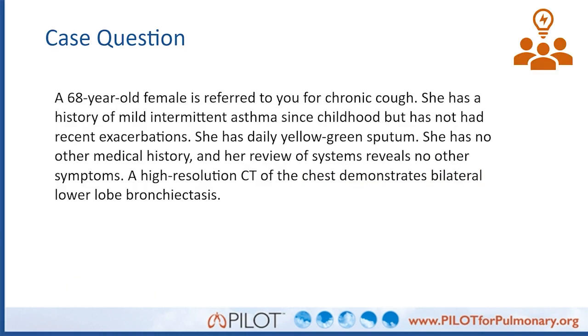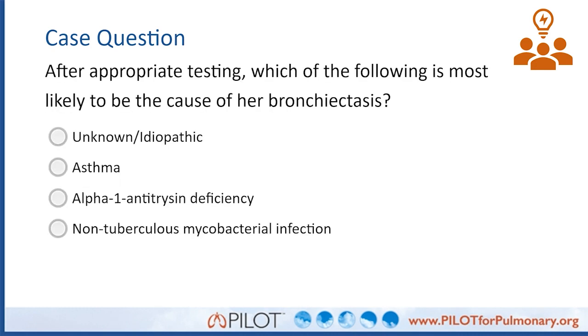A 68-year-old female is referred to you for chronic cough. She has a history of mild intermittent asthma since childhood, but has not had recent exacerbations. She has daily yellow-green sputum. She has no other medical history, and her review of systems reveals no other symptoms. A high-resolution CT of the chest demonstrates bilateral lower lobe bronchiectasis. After appropriate testing, which of the following is most likely to be the cause of her bronchiectasis?